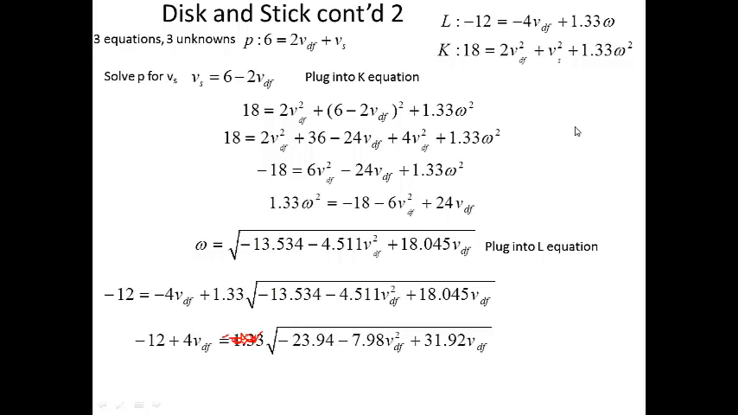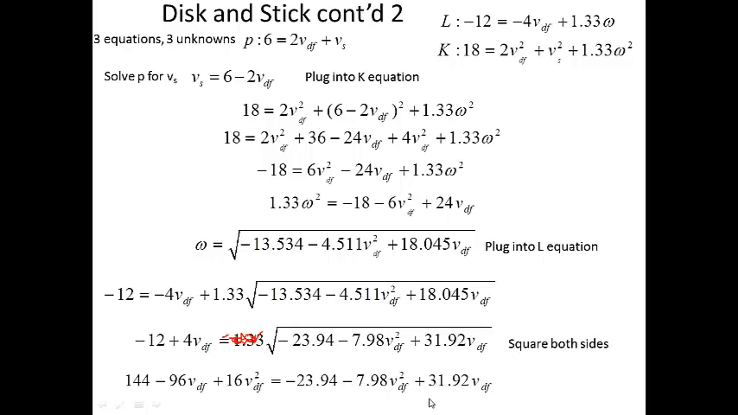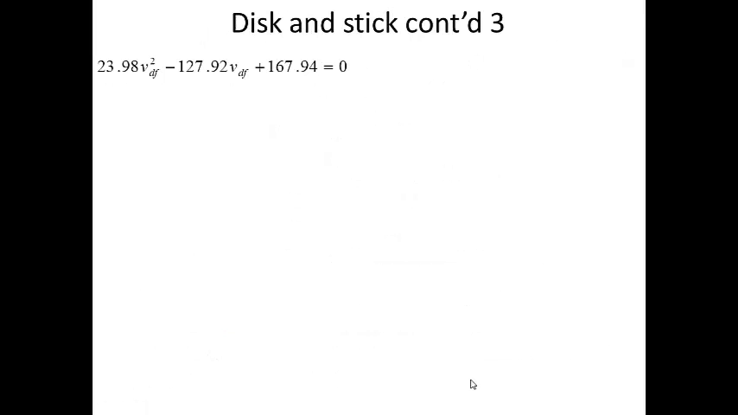My bad. Okay, the next thing we're going to do is square both sides, and we should end up with that. So I just FOILed it over here, and then of course the square root sign just goes away. Then I'm going to combine like terms. So add this over to here, add these two together, and then take care of that. And you should end up with that.